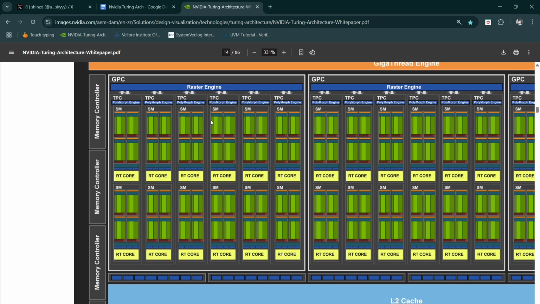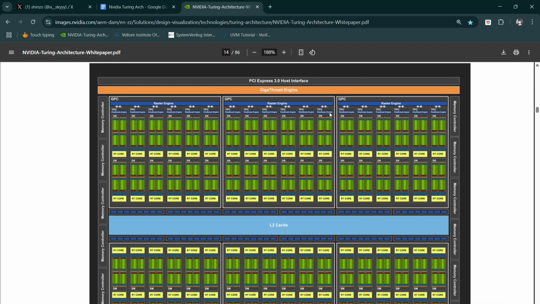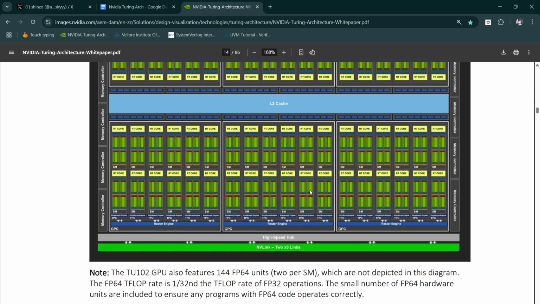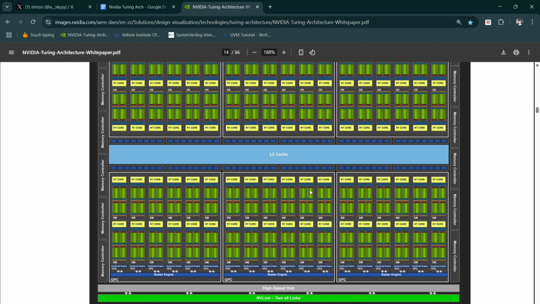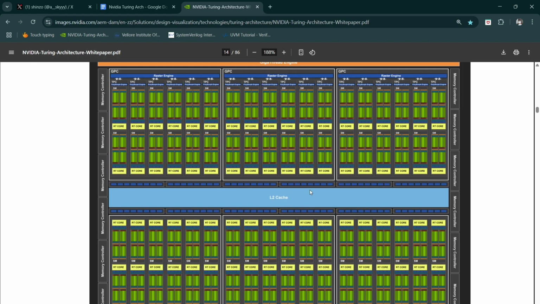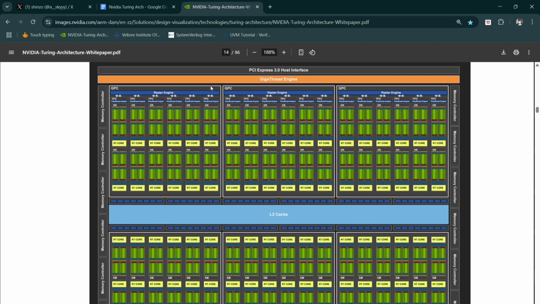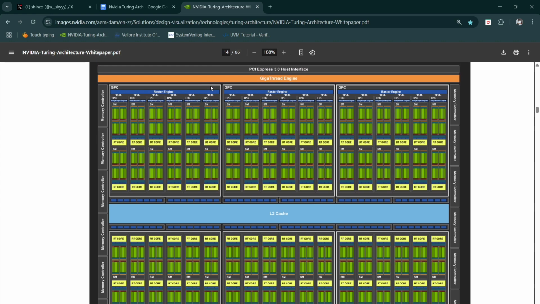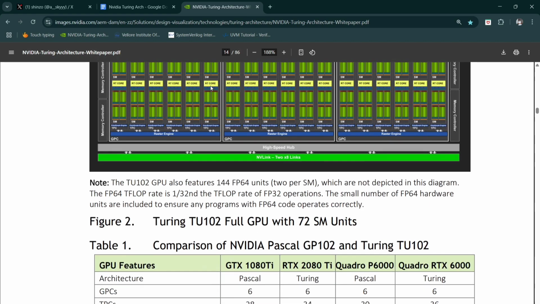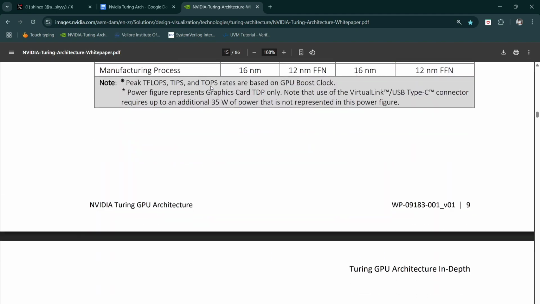Okay, this is one GPC. Likewise, for the Turing architecture, you have 6 GPCs. Each has 3, 3, 6. So in the whole architecture you have 6 GPCs, and inside one GPC you have 6 TPCs, texture processing units. So in all, you have 6 into 6, that is 36 total texture processing units. Now let's see one SM unit, that is streaming multiprocessor unit.